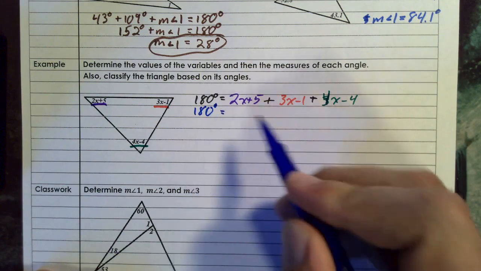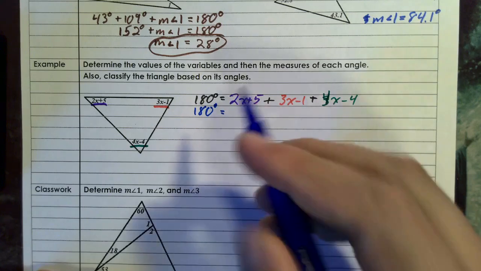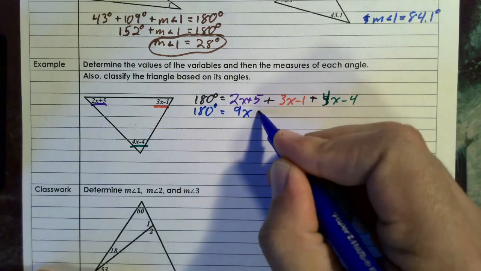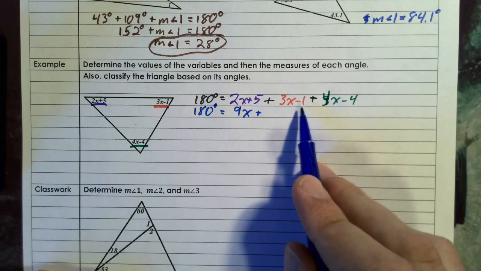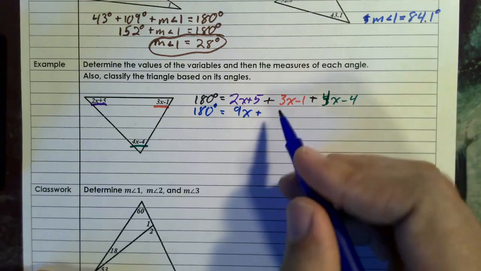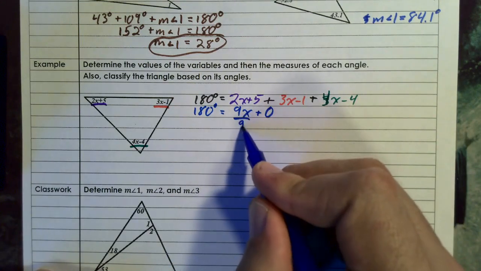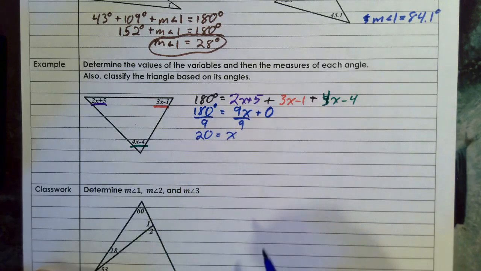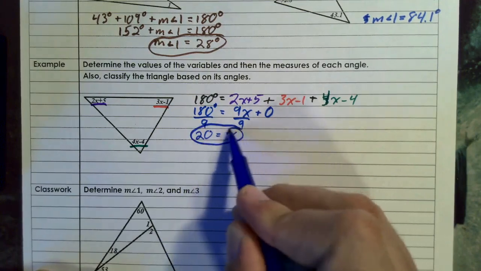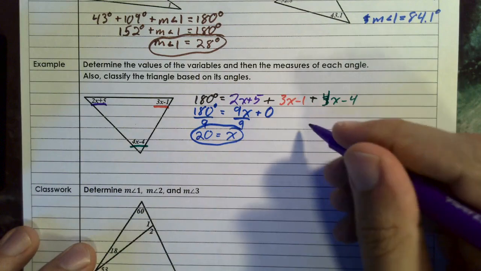So 180 degrees equals, got 2x plus 3x, that's 5x, plus 4 more x's is 9x, plus 5 minus 1 is going to be 4. Minus 4, oh, that's just 0. So 9x plus 0, all right. Then we could just divide both sides by 9 and we're going to be done. So 20 equals x. So that is the variable that I was hunting for, but then it wants to know the measure of all our angles. So we just got to put 20 into all of those.